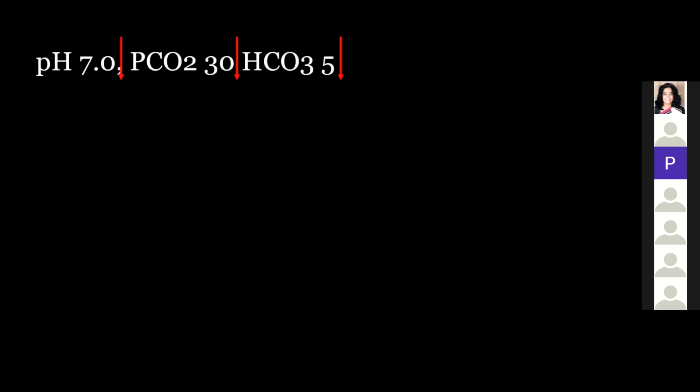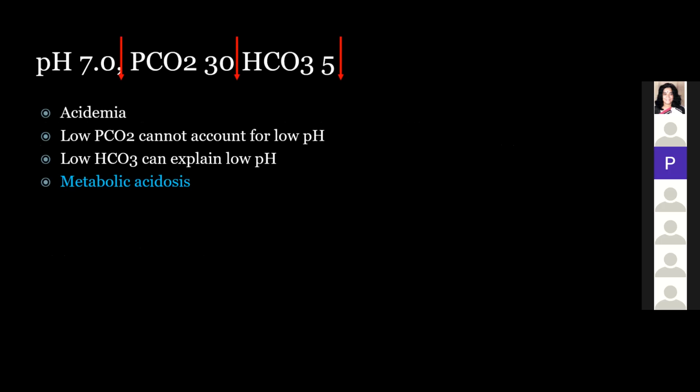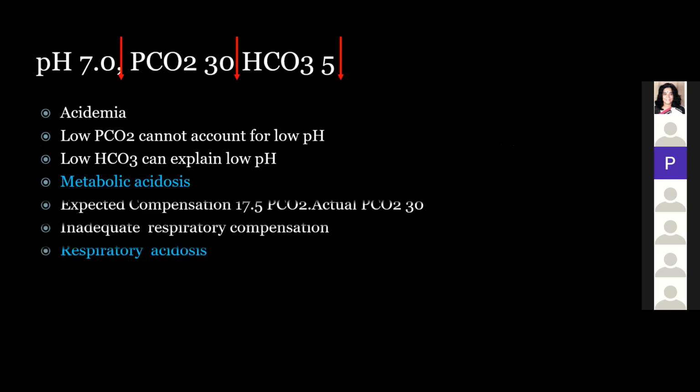Almost there. Okay, so you were very good. Acidemia, low PCO2 cannot account for the low pH. Low bicarb can, so it's a metabolic acidosis. Expected compensation is about 18, but the actual PCO2 is 30. So there is inadequate respiratory compensation. So this is actually a respiratory acidosis, because once you fail to compensate and you're so much higher, that means your PCO2 is not getting blown off as it should. So there's a respiratory acidosis.